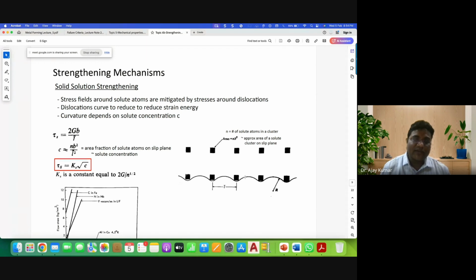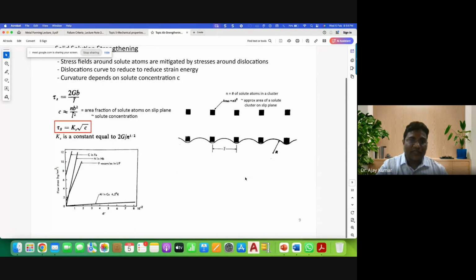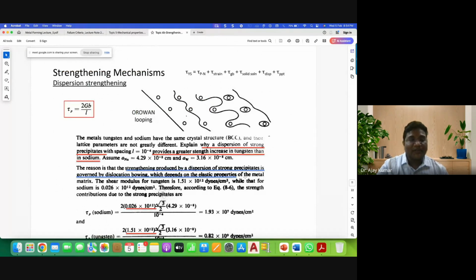Another strengthening mechanism is solid solution strengthening. As I mentioned, when you have an alloy, there will be secondary element materials in the alloy, alloying elements you can say. These alloy elements also form precipitates. When you have the dislocations and these precipitates, they interact with each other, and sometimes they hinder the deformation. This is how solid solution strengthening takes place in the material, and that also plays an important role.